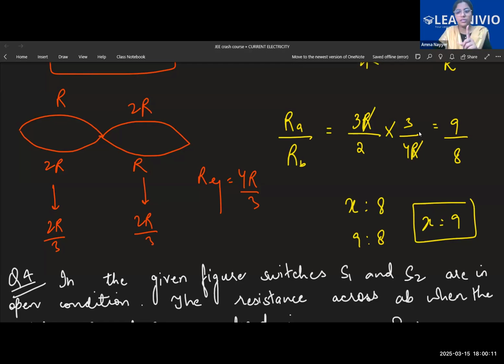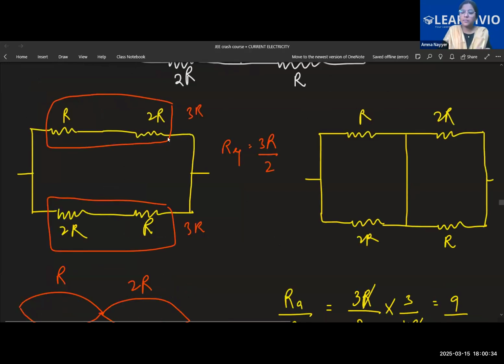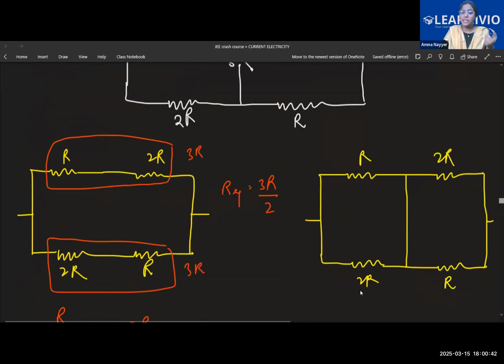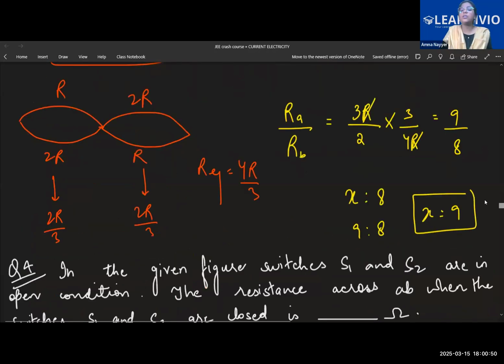Is this clear? I'm just repeating it once. Understand? And if you have any doubts, you can ask. Switch-based questions are asked a lot in the JEE Mains exam. So the condition here is this only. For an open switch, you remove the wire. When the wire was removed, these became series, these became parallel, and the resultant was in parallel. And when you have the wire, with current flowing, the opposite happens. These two become parallel, these two become parallel, and the resultant becomes connected in series. You take the ratio, you get the value of X.